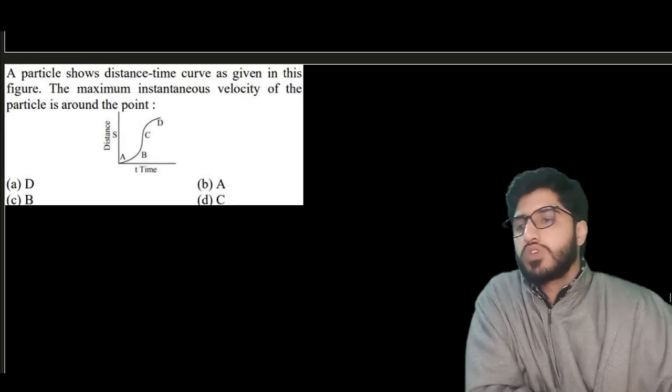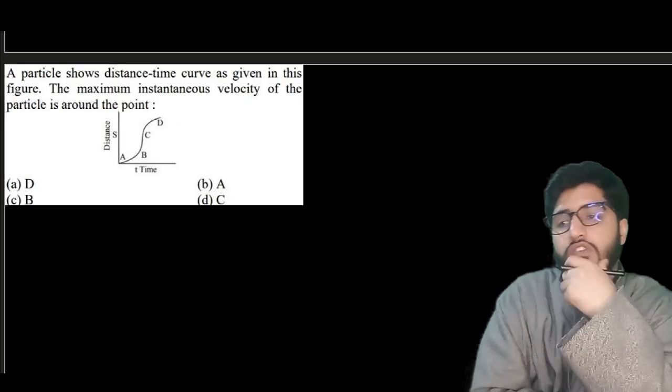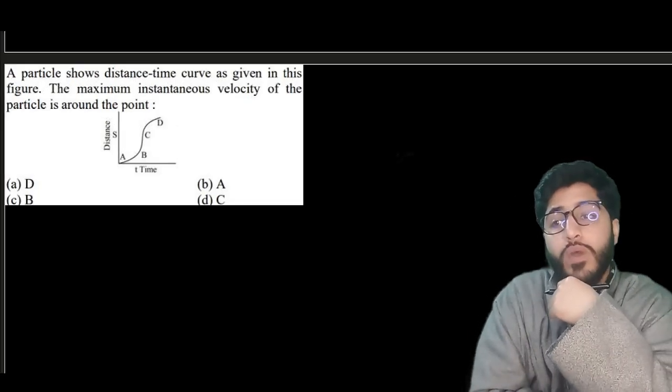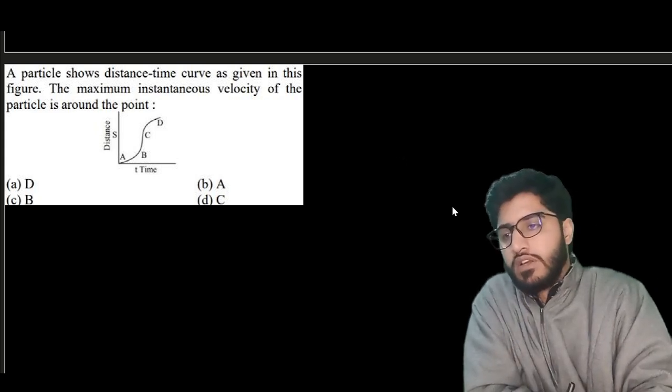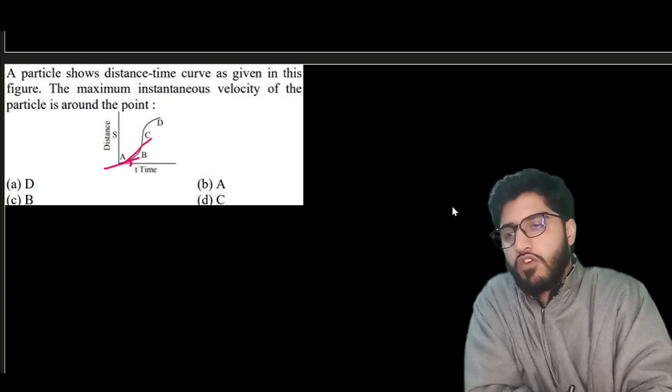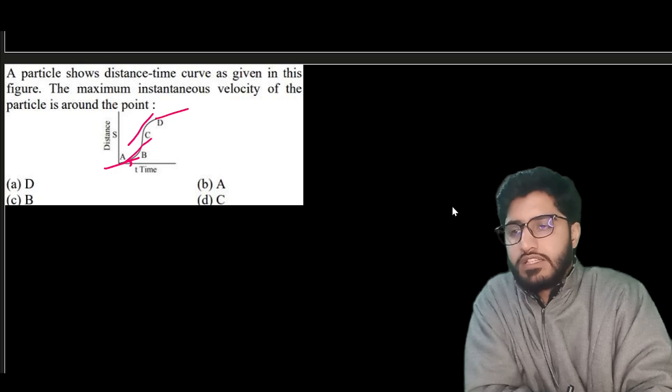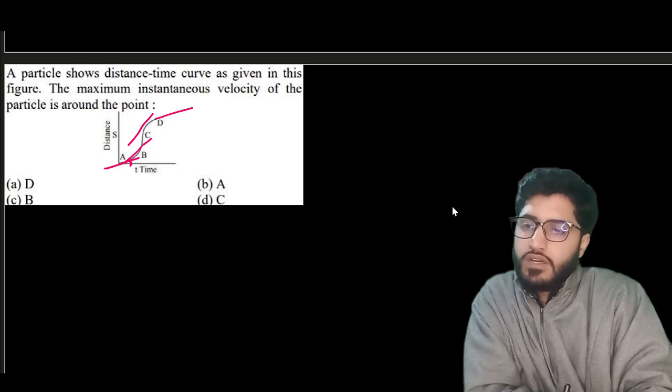Now, next numerical. Okay, a particle shows a distance time graph. If we have a distance time graph and we need to find out velocity, so we have to find out tan theta. Look, from this particular figure, for A, this is my theta. For B, this is my theta. For C, this is my theta, right? For D, this is my theta.